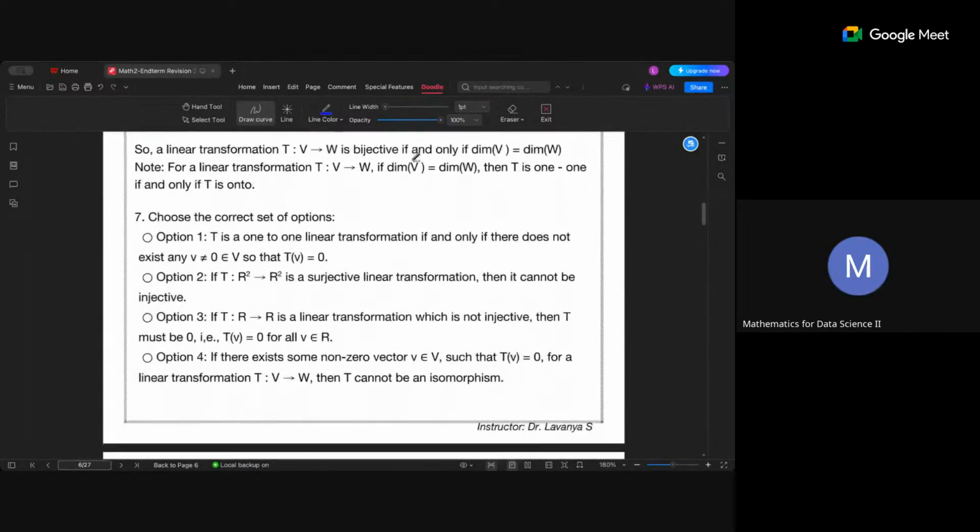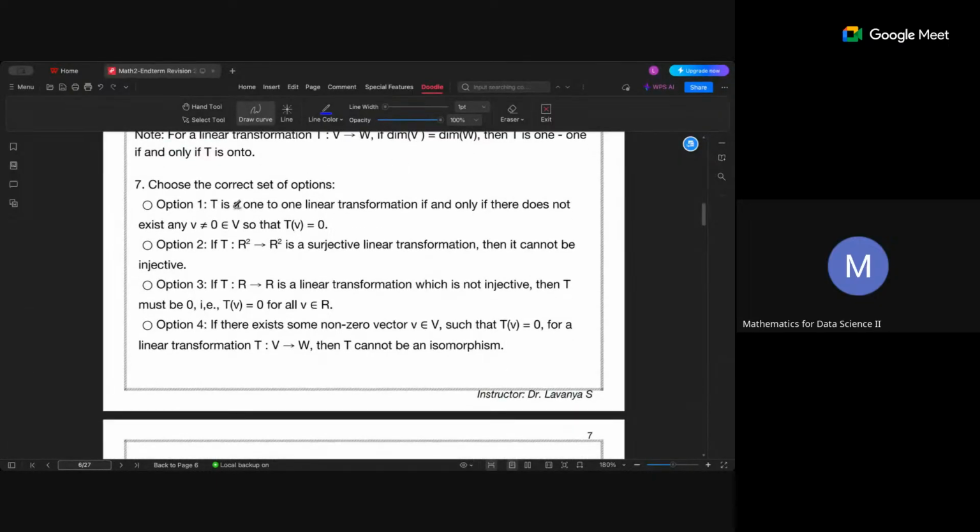Moving on to this question. T is a one-to-one linear transformation if and only if there does not exist any non-zero v such that T(v) equals 0. See, if T is one-to-one, what do we know? The kernel is the singleton 0. So it means it does not contain any non-zero vector, right? Yes, so this option is correct.